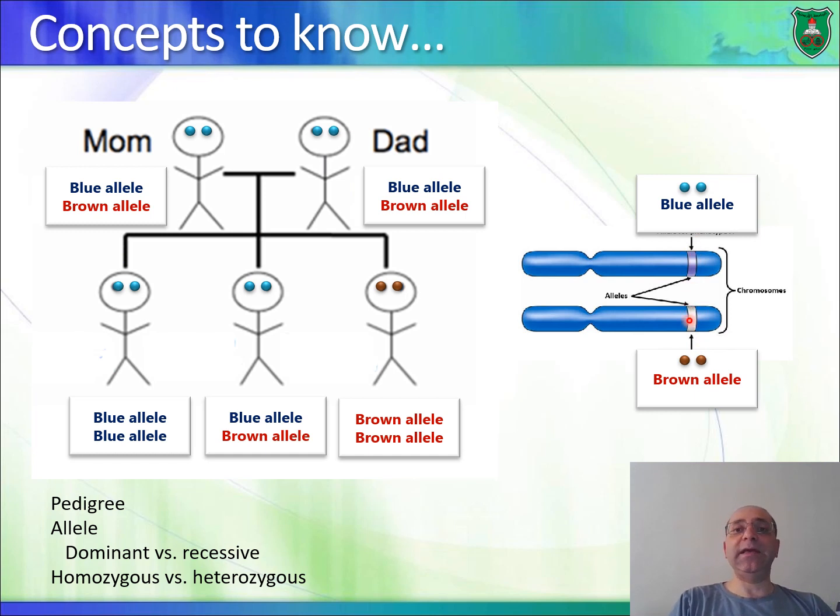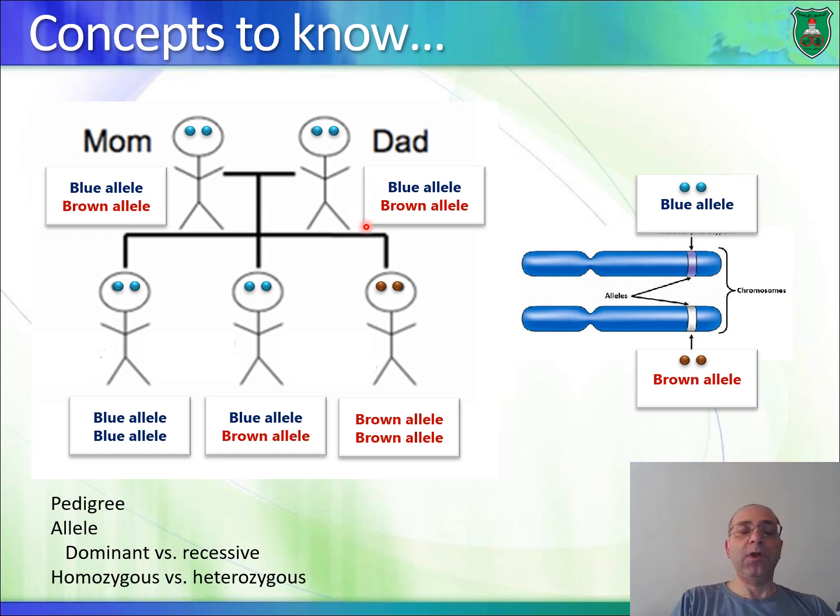Now there are different alleles for the eye color gene, or different forms of the eye color gene. We have the blue allele, the brown allele, the black allele, the green allele, and so on. So there are so many variants of genes, and these variants are alleles. Let's say that mom has the blue allele and the brown allele of the eye color gene. Dad also has the blue allele and the brown allele.